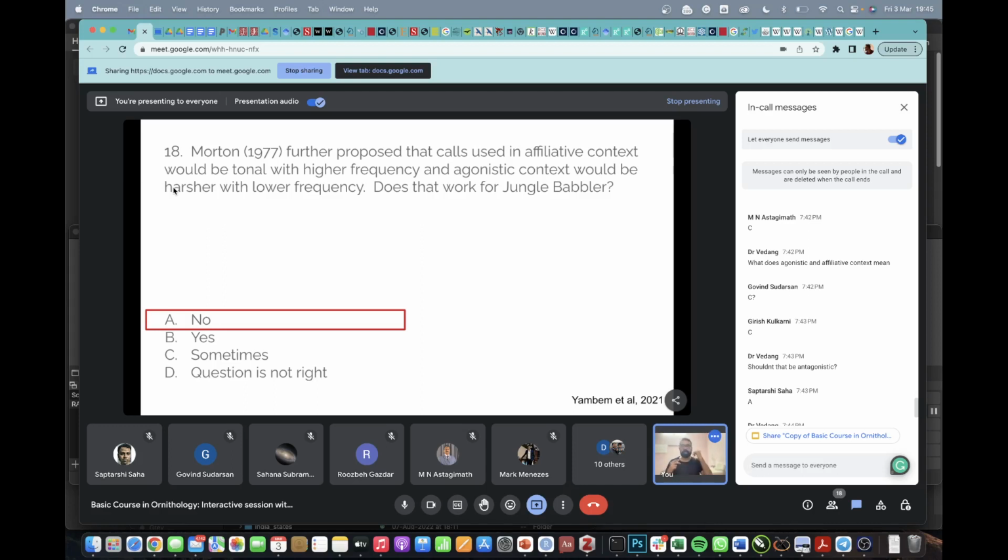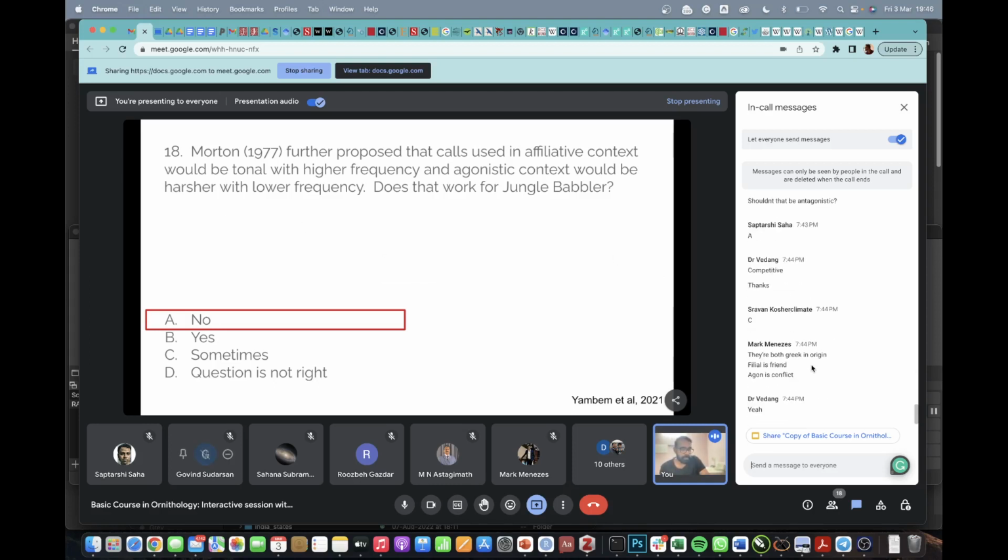Like if you see the spectrogram of a crow's call, it will actually cover a lot of bandwidth. And in opposite, some of the agonistic context has a very high frequency, which is what they found in jungle babblers. So yeah, I've already copied the link to the study. Probably you can go through it.